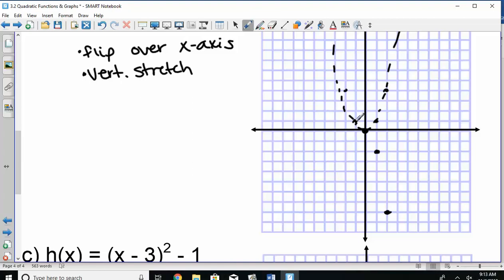Same thing over here. 1 times negative 2 is negative 2. 4 times negative 2 is negative 8. So we get this skinny, upside down graph.